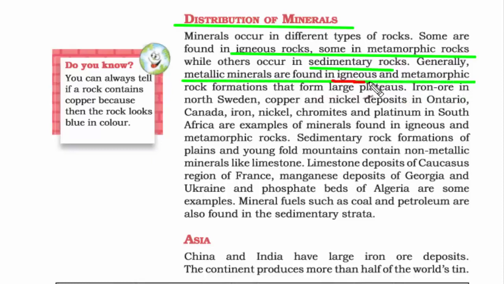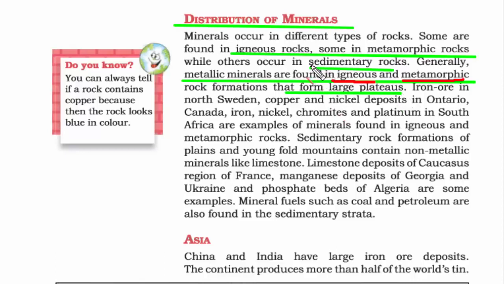Igneous rock is formed by the solidifying of molten magma, and metamorphic rock is formed when igneous and sedimentary rocks go through high pressure and intense heat. Both of them are found in large quantity in plateaus. That's why I said earlier that most of the metallic minerals are found in places like the Chota Nagpur Plateau and areas near Jharkhand, Chhattisgarh, Odisha.